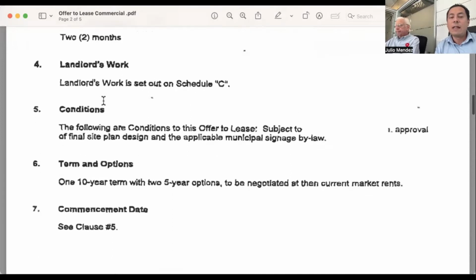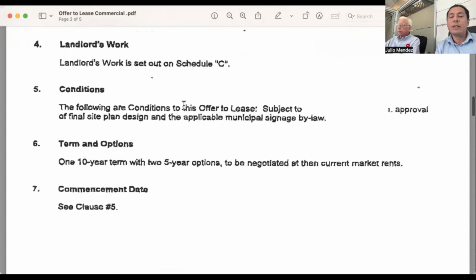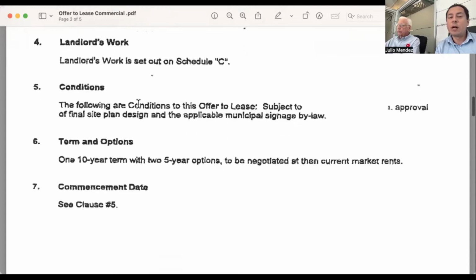Very good. And then there was a landlord's work, Schedule C, conditions. The following are conditions to this offer to lease. And then it was subject to final site plan design and the applicable municipal signage bylaw, so that they wanted to make sure that their sign was going to be within their sign allowance. Yeah, they have to get an approval from the local municipality.